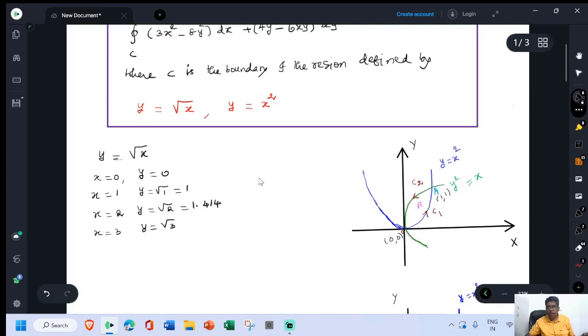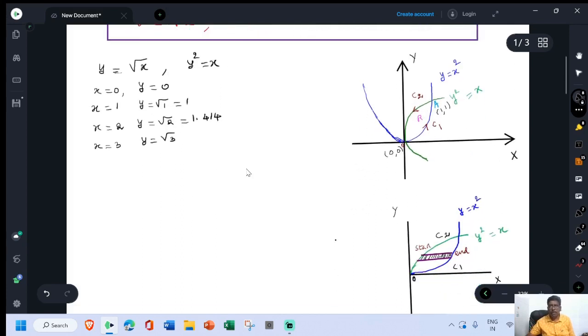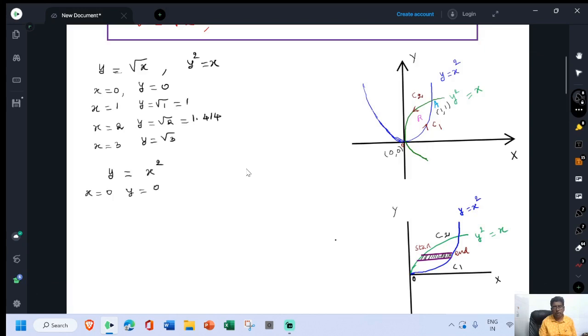So y = √x means y² = x. We can get the curve like this. This is the parabola we get for y² = x. In the same manner, if you utilize the second equation, y = x², then put x = 0, automatically y = 0. Then the point is 0, 0.